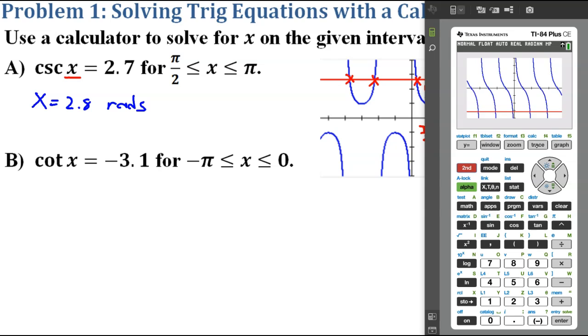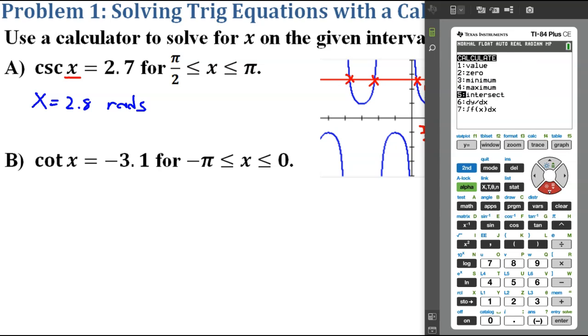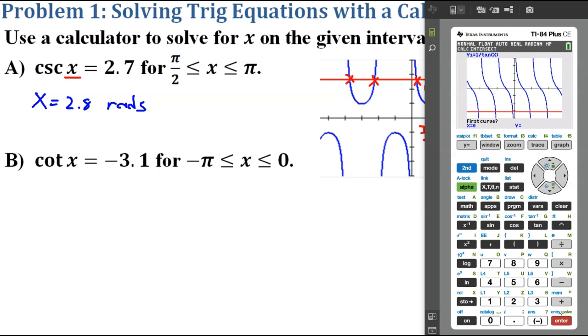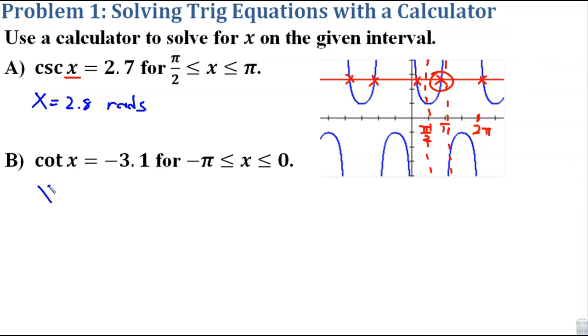So again, second, calc. Option 5 is the intersect method. Let's find my cursor here quick. Okay, first curve's in blue, second curve's in red. Take a guess, we'll scroll over, hit enter. And we end up y is equal to negative 3.1 when x is negative 0.3, we could say. Rads.